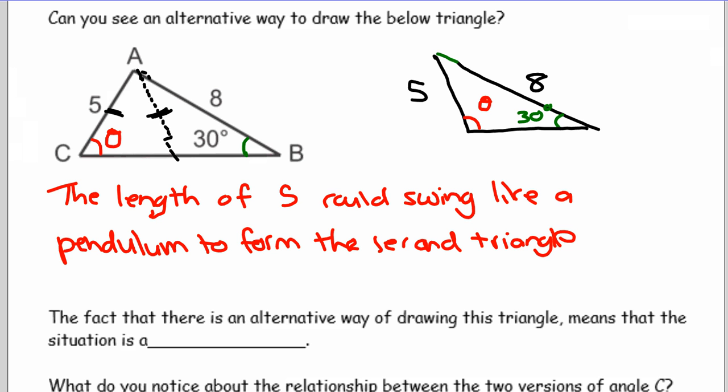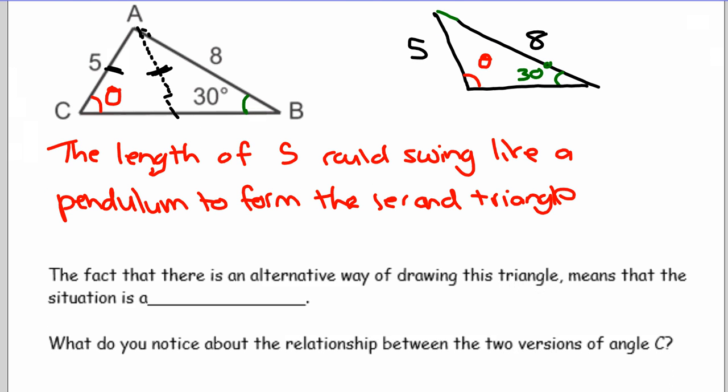Because they haven't said that this length BC is a certain length, it could be shorter, it could be longer, we don't know. So that's why it's an ambiguous case. It's been left open to two possible answers. The fact that there is an alternative way of drawing the triangle, a second triangle, means that the situation is ambiguous.